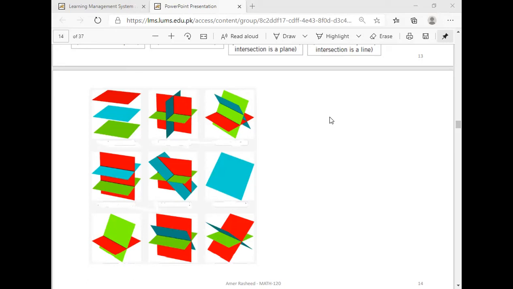Okay? Sir, can you explain the first row, third one? In that case, there is no common region of intersection. There are only two possibilities: either you have only one point of intersection, or you have one straight line as an intersection of three planes. Okay? If the common region of intersection of the three planes does not exist, then there is no solution.